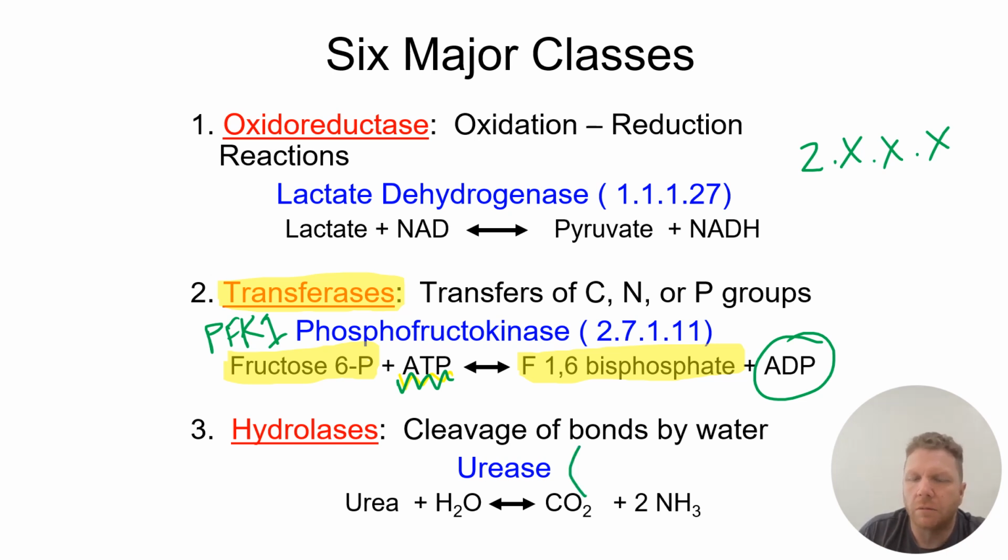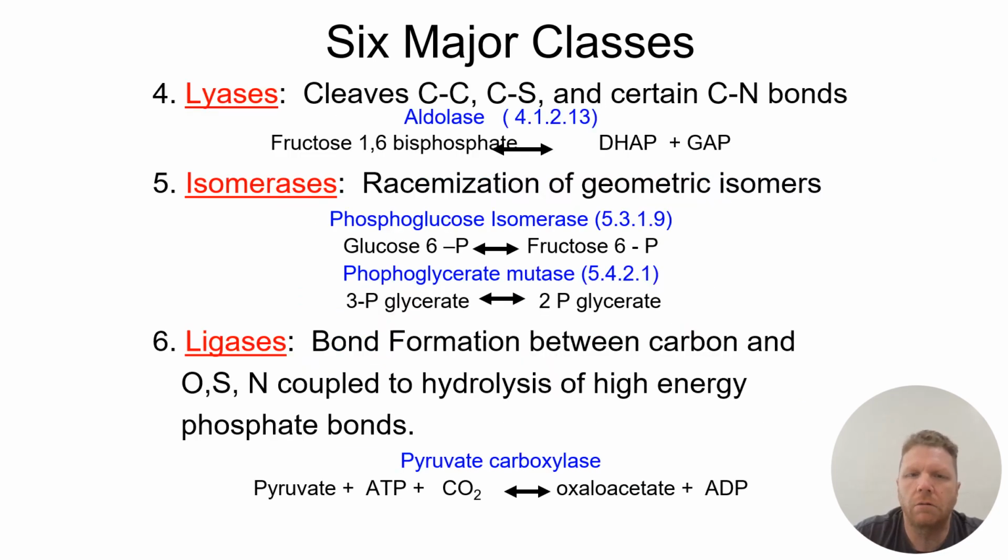Now, urease has a specific number that starts with 3. Okay, so that tells us that it's a hydrolase. Urease is 3.5.1.5. I don't expect you to know these numbers. What I expect you to know is that first digit. What's the significance of that number? 1, 2, 3. Now on to 4.